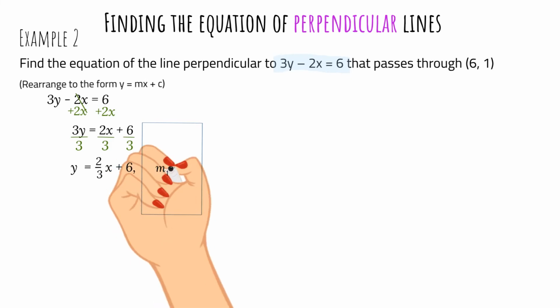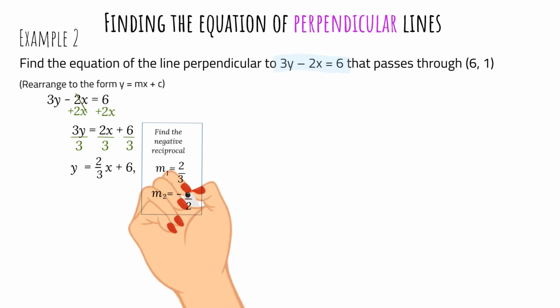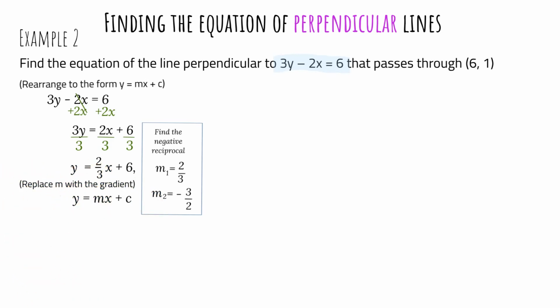So that means the gradient of the line I'm given is 2/3. And if I find the negative reciprocal of that, I will find the gradient of my perpendicular line. So m2 is equal to -3/2. I've just flipped the fraction and changed the sign. Now I'm going to replace m with that gradient that I've just found. I get y is equal to -3/2 x plus c.